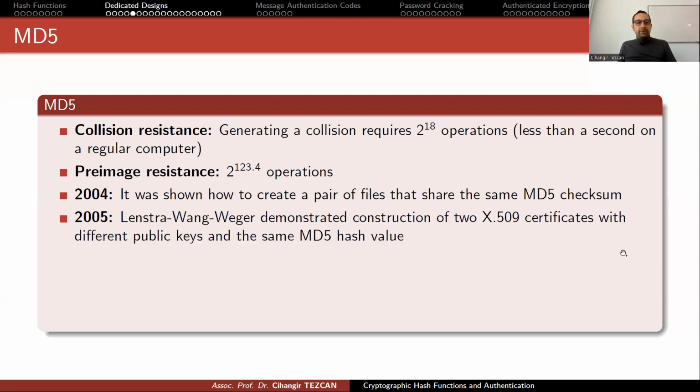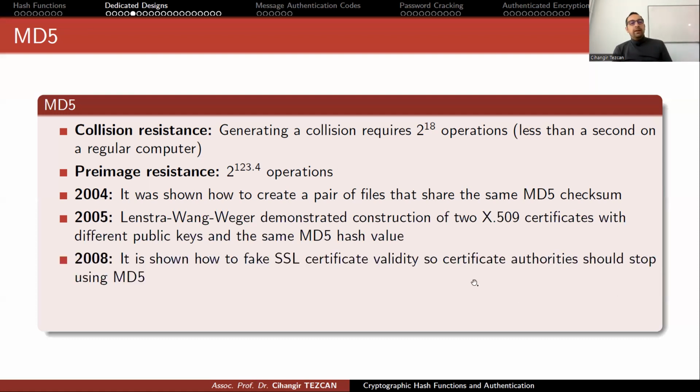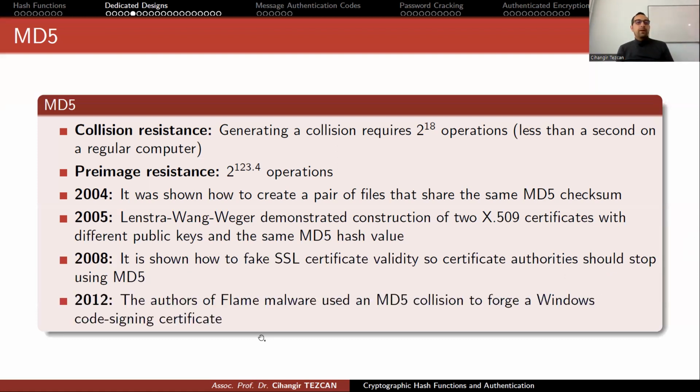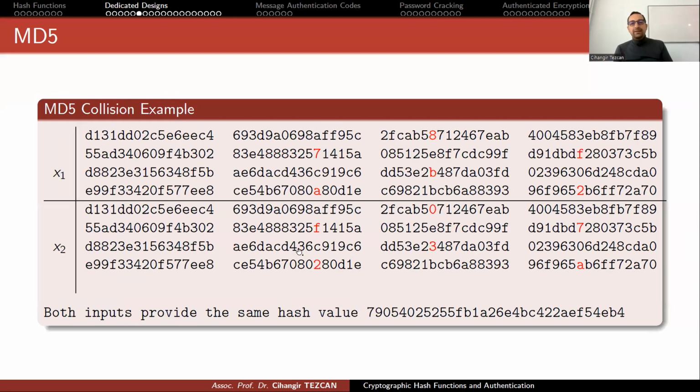In 2005, Lenstra, Wang, and de Weger demonstrated construction of 2 X.509 certificates with different public keys and the same MD5 hash value. 3 years later, it was shown how to fake SSL certificate validity, so certificate authorities should stop using MD5. Of course, nobody stopped using it, by the way. In 2012, the authors of Flame malware used an MD5 collision to forge a Windows code signing certificate. Flame was one of the first malware that spread almost across the whole world, so it was important. So here's an example.